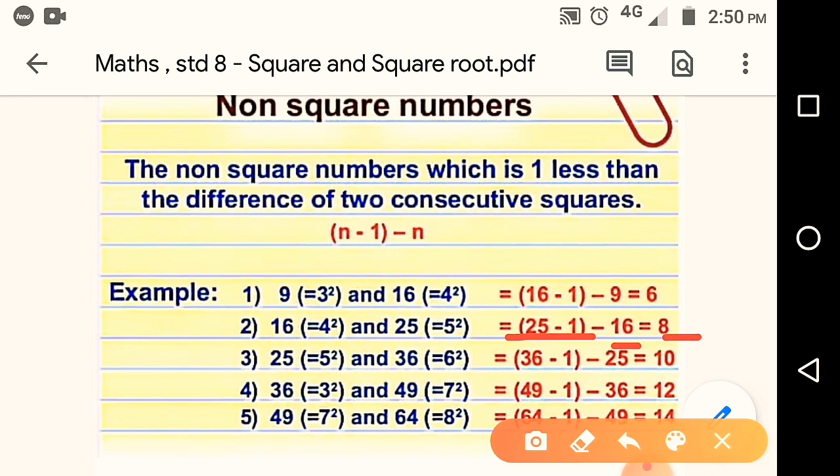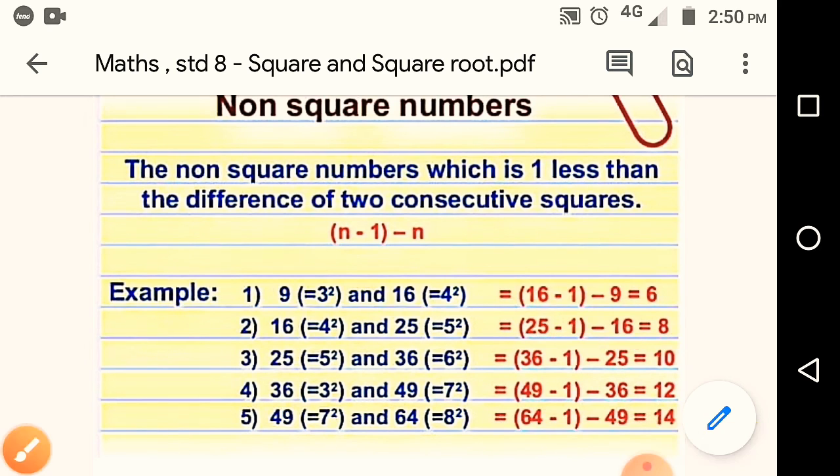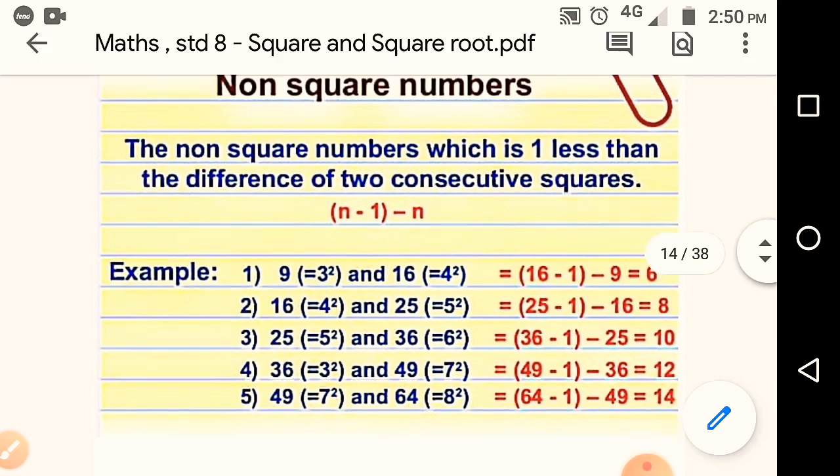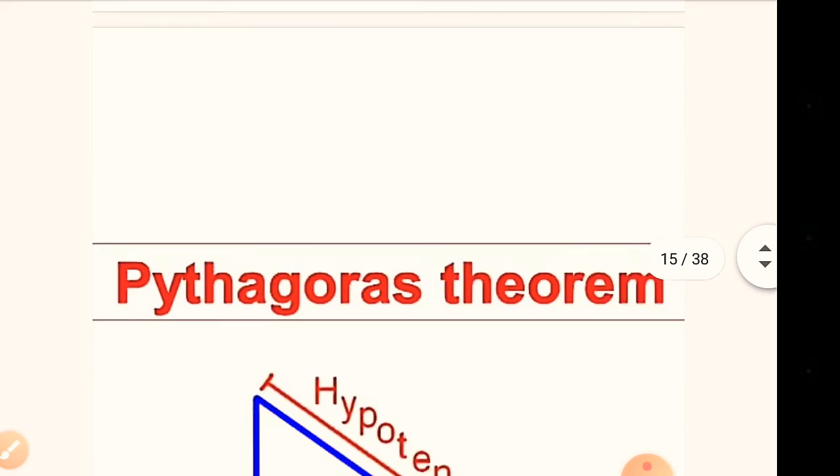So you can find out how many non-square numbers are there between 16 and 25, how many numbers are there which are not square numbers. You can find out this way. This will be more clear when we solve textbook exercise sums. When we apply all of these, it will be clearer. So don't worry. Now moving ahead with Pythagoras theorem.